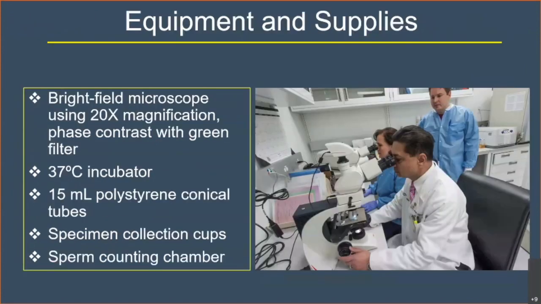Next. The equipment and supplies, I have illustrated the bright field microscope, phase contrast, green filter that is used, and then the various other supplies for semen analysis, and of course the fixed cell sperm counting chamber. On the right side, you see Dr. Agarwal looking at a semen analysis from a post-vasectomy sample. Next slide.